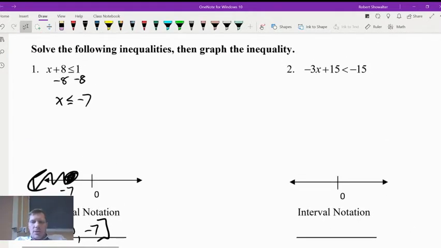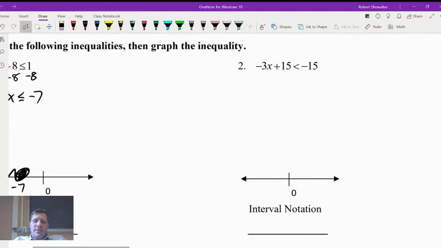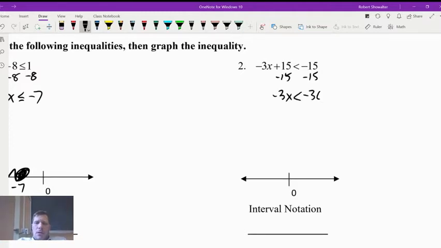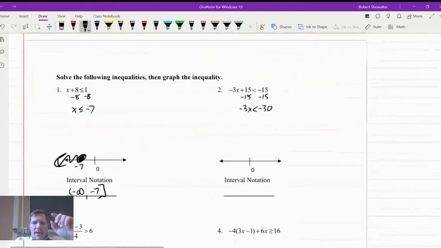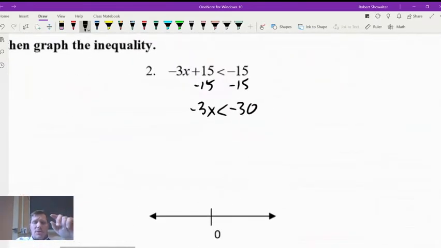Okay, now let's take a look at 2. When we go and solve this, we've got to pay attention to the fact that we have this negative out in front of the variable. When we have that and we multiply or divide by a negative number, this is what that big old box says: when you multiply or divide by a negative number, you need to make sure to flip the inequality sign.